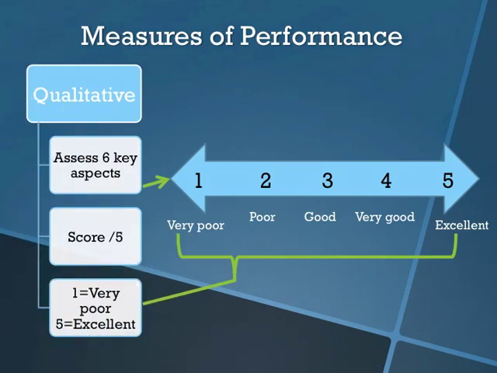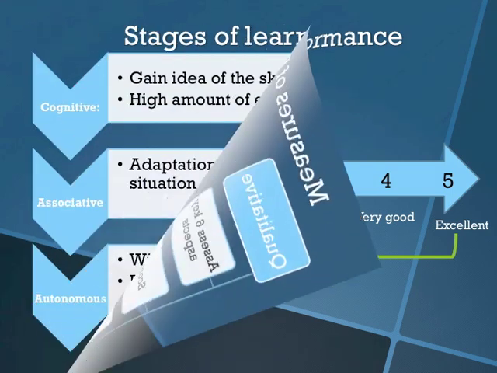Qualitatively, we will assess the learner's ability to perform the key aspects of the skill, which we'll discuss earlier in the presentation. Each of the skills will be marked out of a score of 5, with 1 being very poor and 5 being excellent. These will be tallied up as a total score at the end of the session.